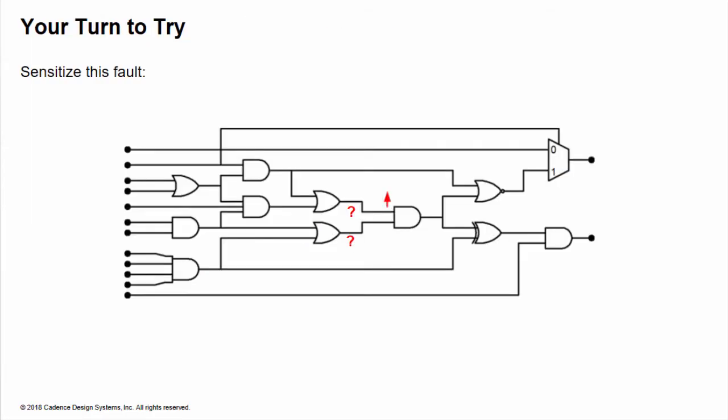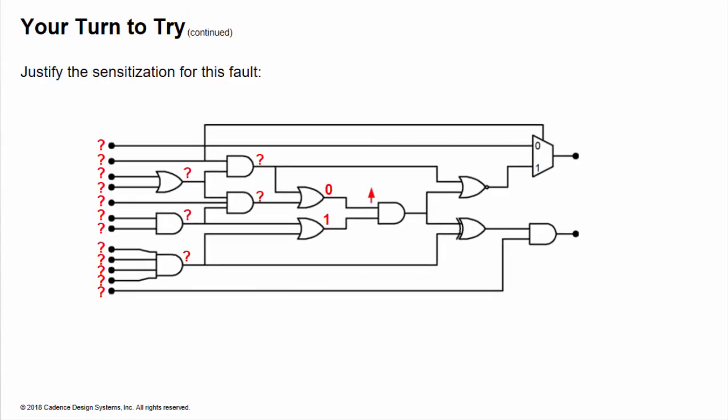It's your turn to try to sensitize this fault. Here is a portion of a circuit. The inputs and outputs could be scan flops or primary I/O. It doesn't make a difference in this case. The first step, of course, is to sensitize the fault. What values have to be placed on the inputs of the AND gate with the fault? Did you get the right values?